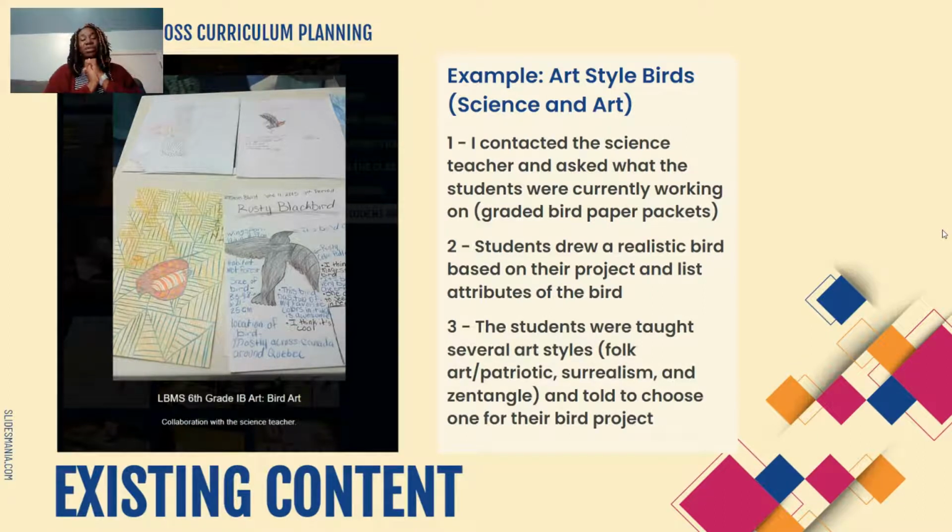The last thing I did was actually introduce an art lesson within that. So after they did their research project, I taught them several art styles. I taught them folk art and what that would look like. I gave them several examples on a sheet of paper, surrealism and Zentangle. And I told them to choose only one art style for their project. They were allowed to change their minds if it got a little too complex for them. Most people chose surrealism and Zentangle.